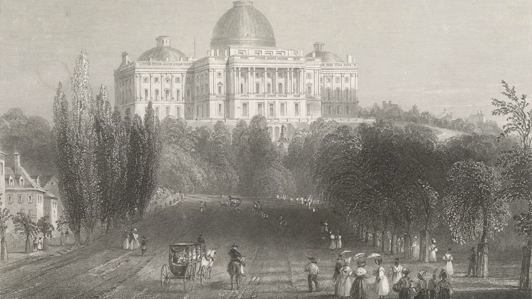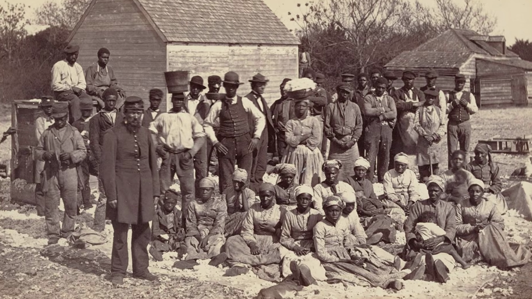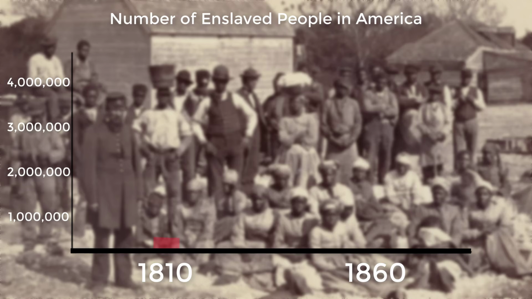other political offices. And between the years of the Constitution being written in 1787 to the beginning of the Civil War in 1860, barely 70 years later, the enslaved population in southern states exploded. In 1810, it was estimated that there were just over 1 million enslaved people, but by 1860, that number had jumped to right at 4 million enslaved people.